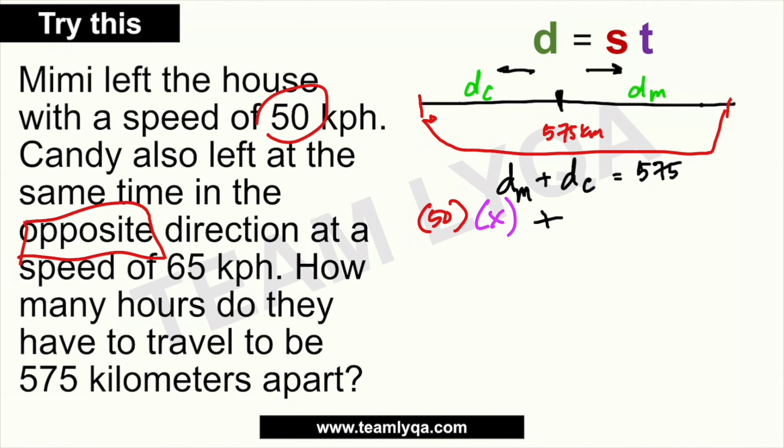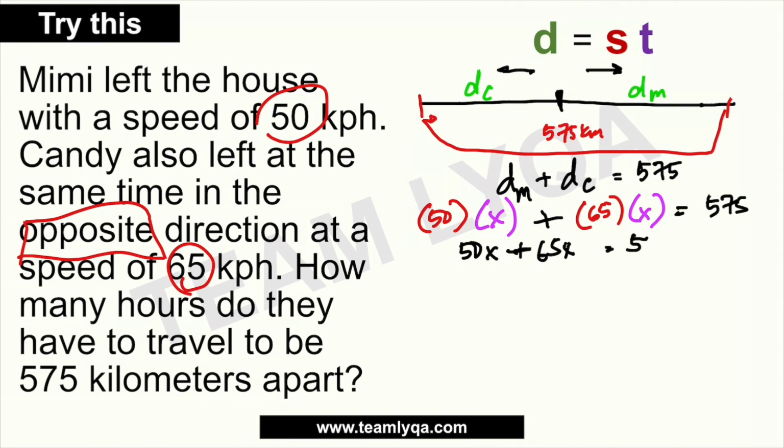Tapos, plus, and then yun namang kay Candy. So, yung kay Candy naman na speed, ang sabi, nag-travel daw siya 65 kilometers per hour. So, that would be 65. Tapos, dahil sabay silang umalis at wala namang sinabi na huminto sila, ibig sabihin, pareho sila ng oras na tumatakbo sila. Equal daw yan sa 575. And this is what we're going to solve. So, i-add lang natin yan. Pag nagmumultiply kasi tayo dito, i-copy lang natin. So, that would be 50x plus 65x is equal to 575.